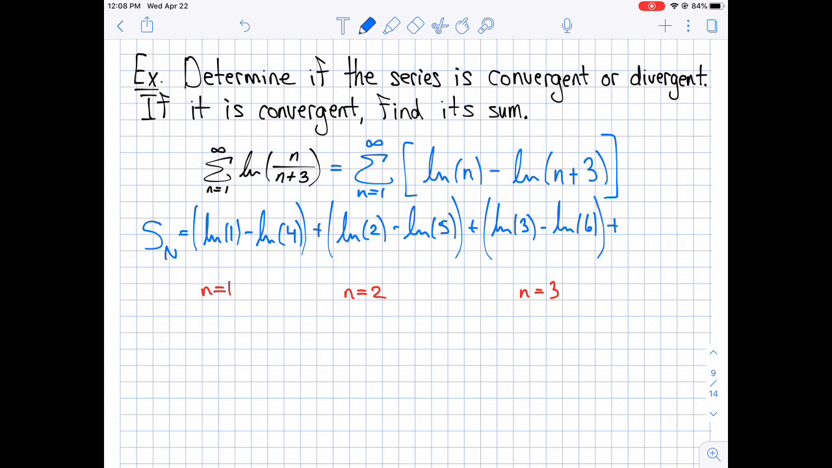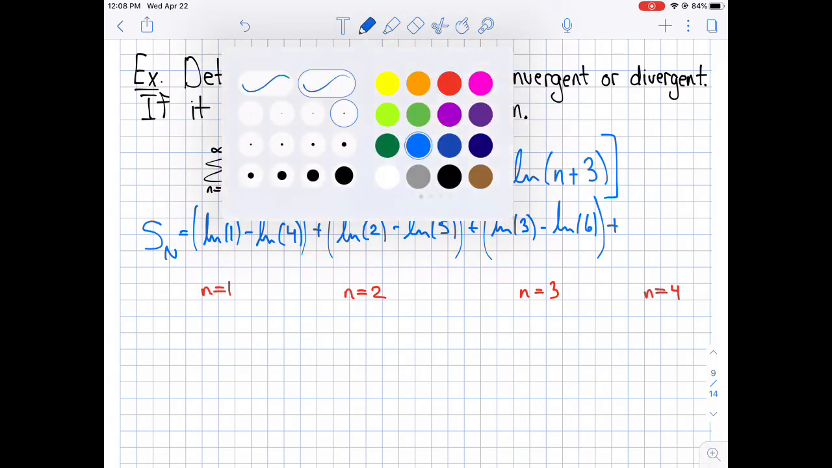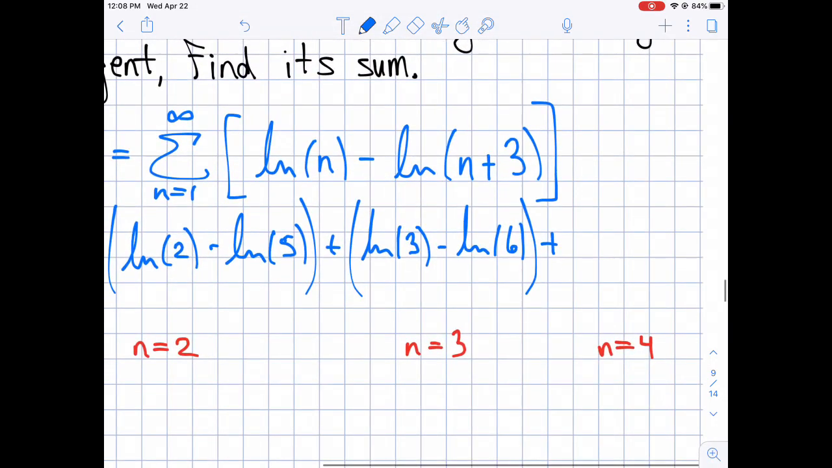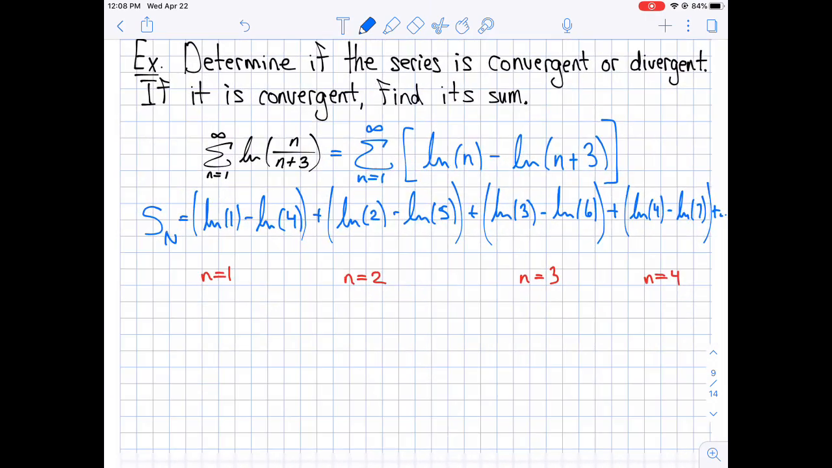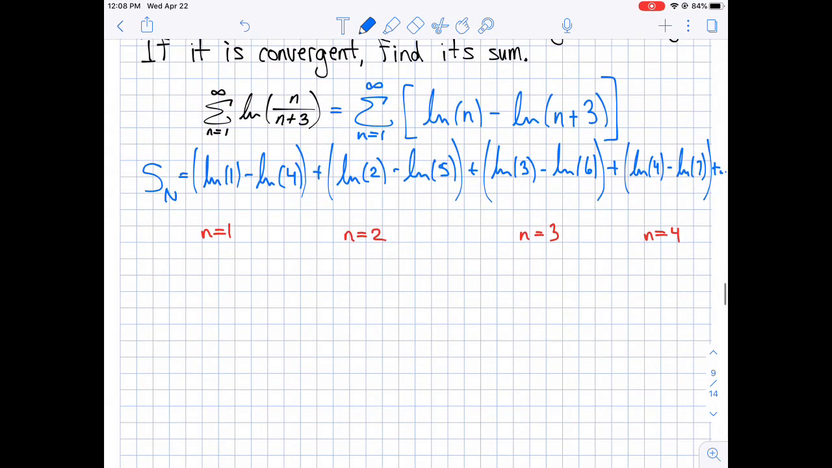So let's see if we can get one more term there. So what happens if n is equal to 4? Well, our very last term is going to correspond to ln of 4 minus ln of 4 plus 3. It'll be minus ln of 7. Okay, and this summation is going to continue on and on, but it is going to stop because, again, we're looking here at just the partial sum. So now let's go look at the last few terms in this partial sum.